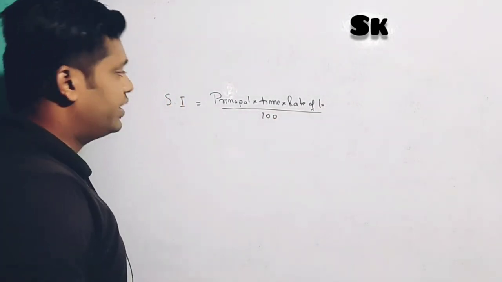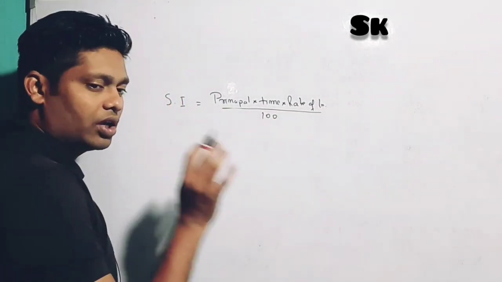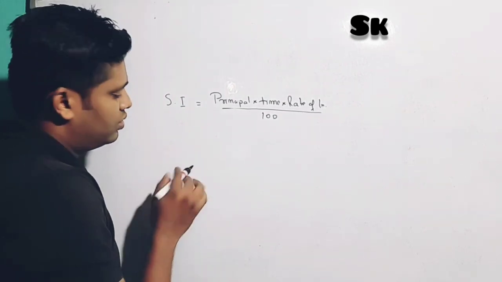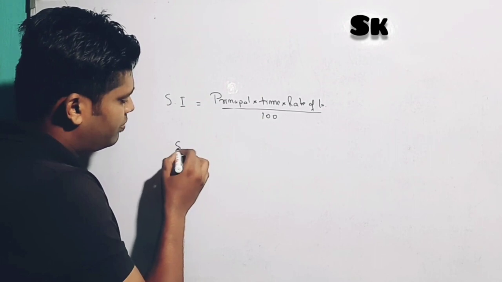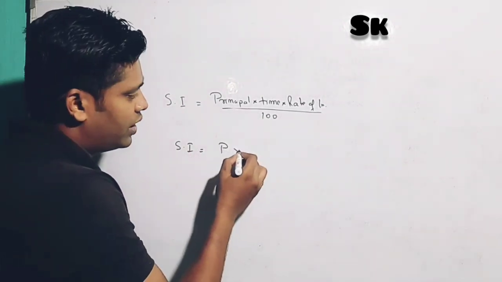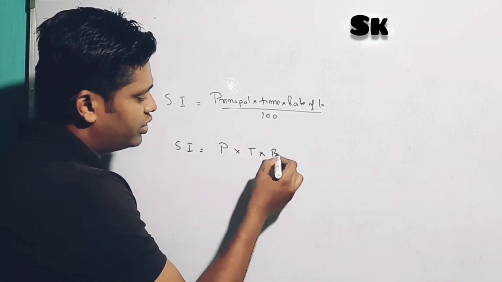Okay. Now in case they are asking you to find out principal, from here only you will do everything. Many formulas are there. They are asking you to find out the principal. Okay, do one thing. You write simple interest is equal to principal, time they gave you, rate they gave you by 100.